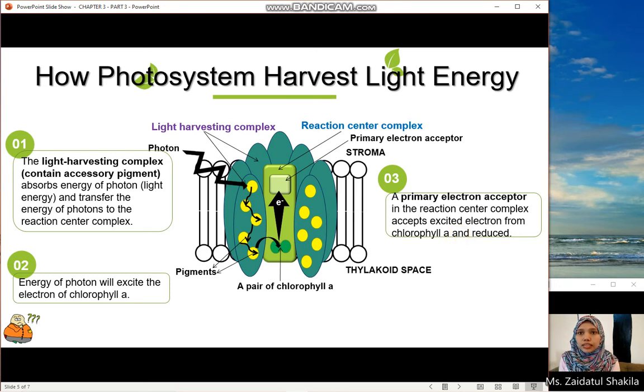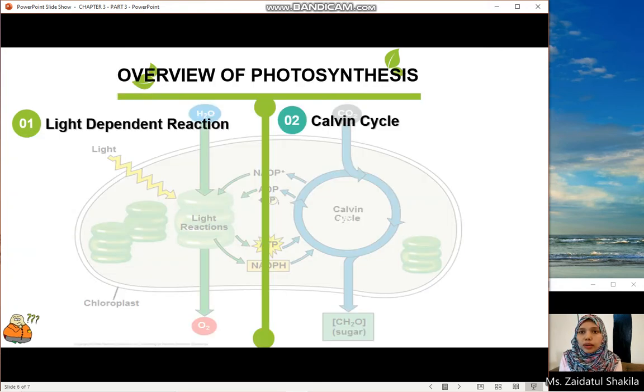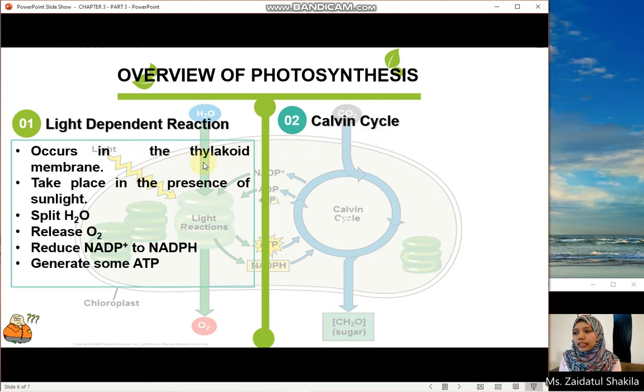So during photosynthesis, there are two processes we will discuss. Process number 1 is the light-dependent reaction, and process number 2 is the Calvin cycle. The light-dependent reaction occurs in the thylakoid membrane. It takes place in the presence of sunlight. It needs sunlight as a source of energy, and then there will be splitting of water, whereby it produces oxygen as a byproduct, and there will be a reduction of NADP+ to NADPH and generation of some ATP through chemiosmosis.